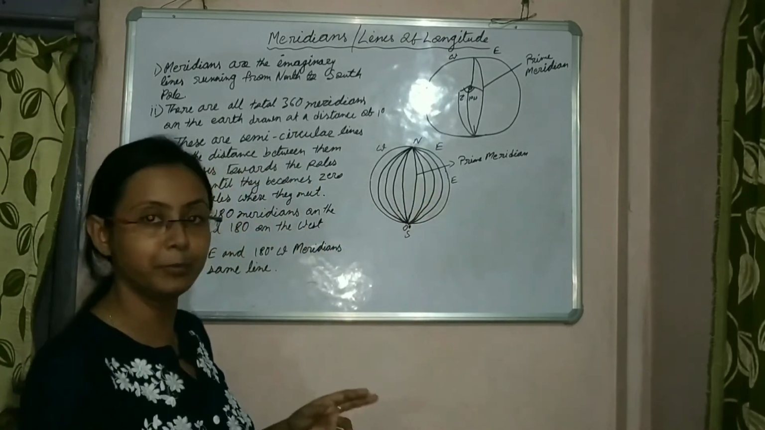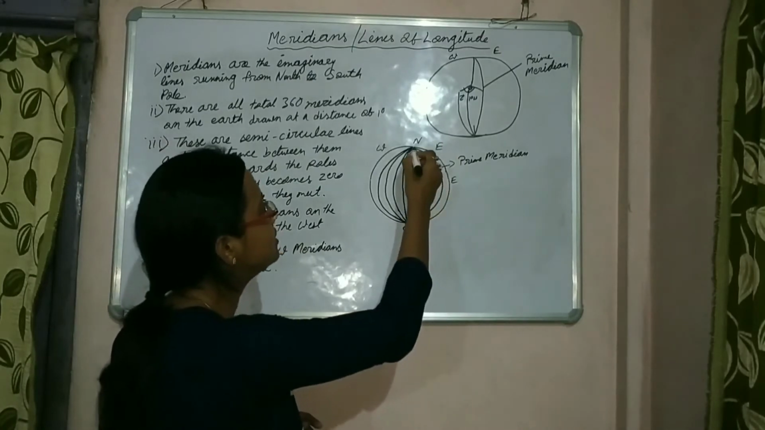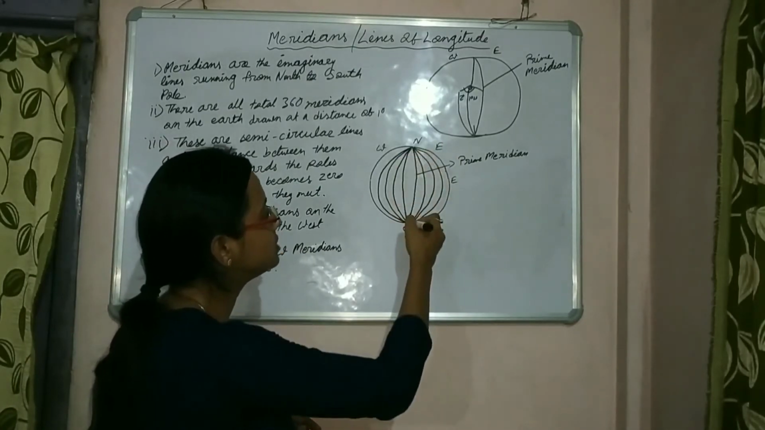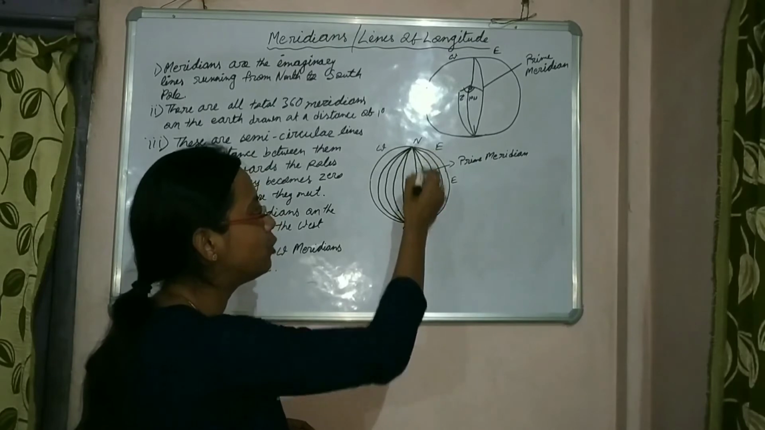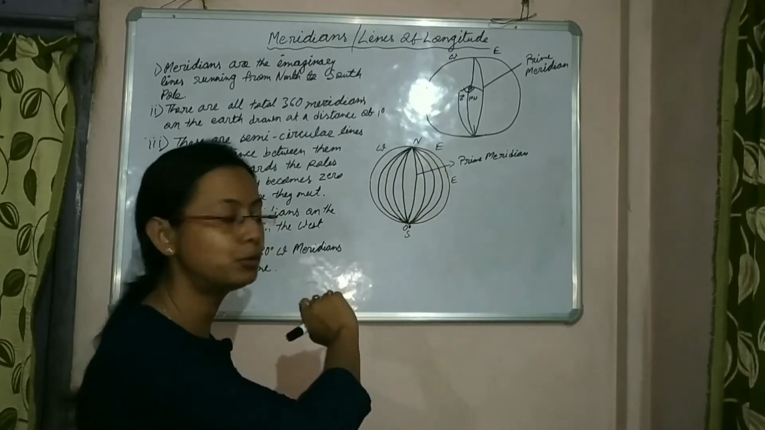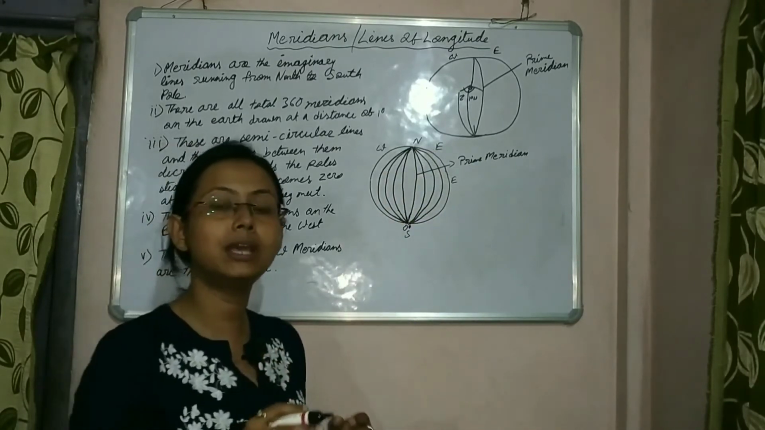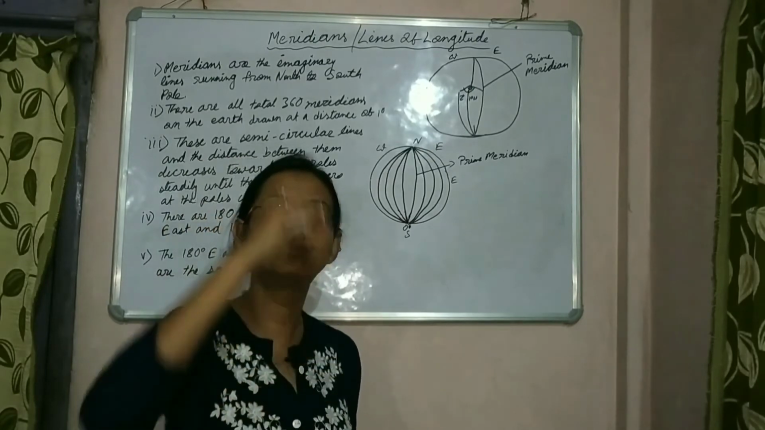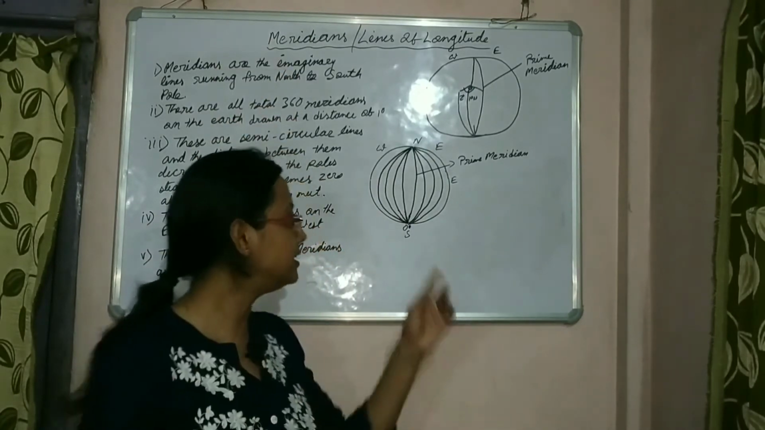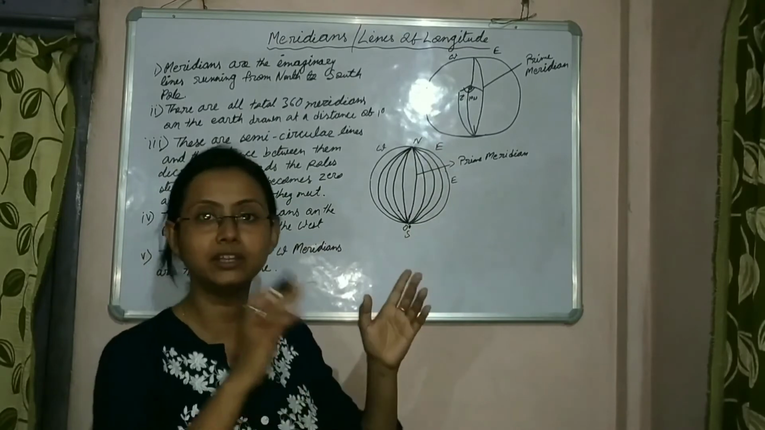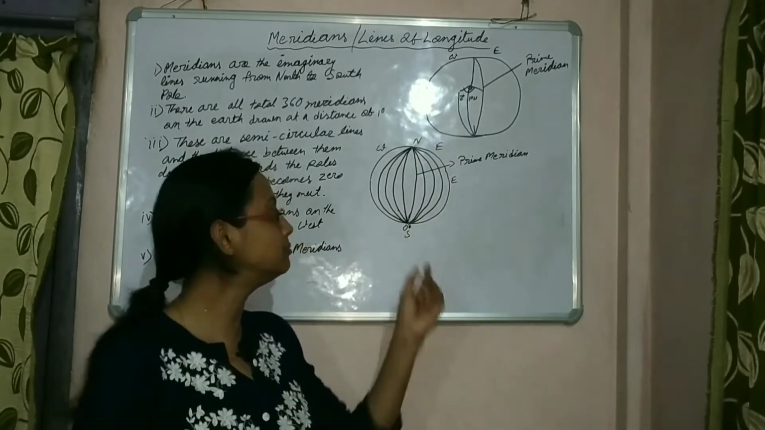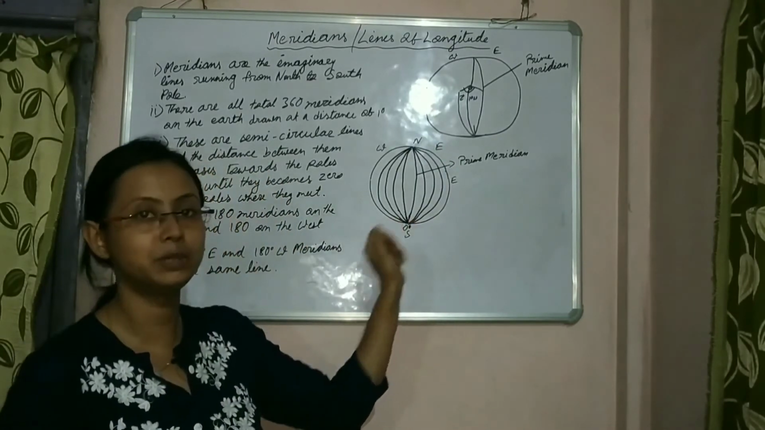You can see here, the meridian line starts from the north pole and goes to the south pole. Another one is the same: all the meridians start from the north pole and go to the south pole, and the distance between them continues to decrease as they move towards the two poles. And at the two poles, all the meridians meet each other and the distance becomes 0. Here all the meridians become 0.